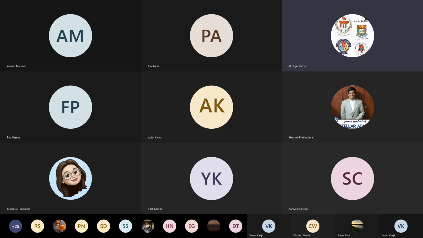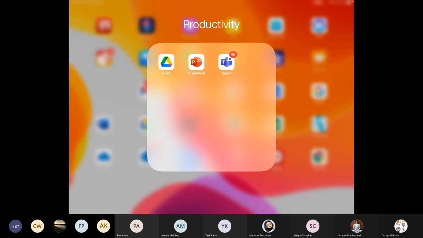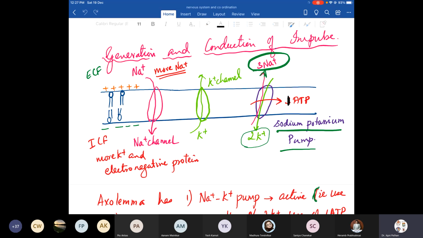Yes, my dear students, did you get this point? Two channels: sodium channels and potassium channels. Look for the sodium channel in the diagram and look for the potassium channel in the diagram. And there is one pump that is called the sodium potassium pump.